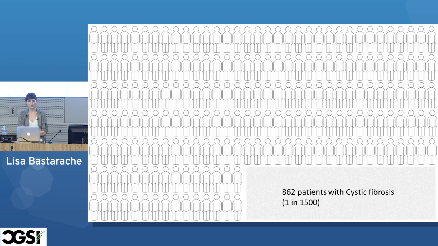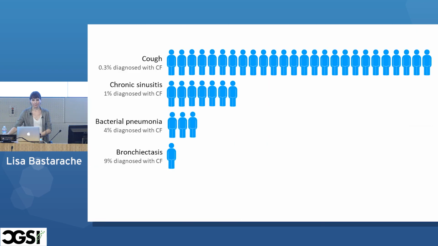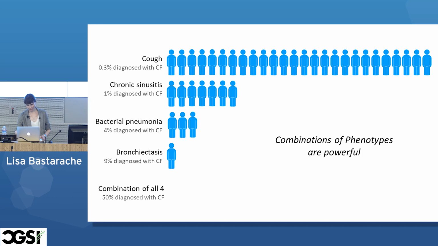It's a rare Mendelian disease, and so no one single symptom is going to point you directly to cystic fibrosis. But if you look at the combination of these symptoms, I'm trying to move fast so I can get to the punchline here. If you look at the combination of all four symptoms, patients who have cough and chronic sinusitis and bacterial pneumonia and bronchiectasis, 50% of those patients have been diagnosed with cystic fibrosis.